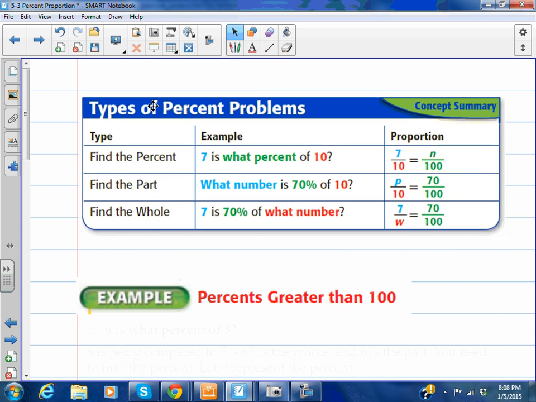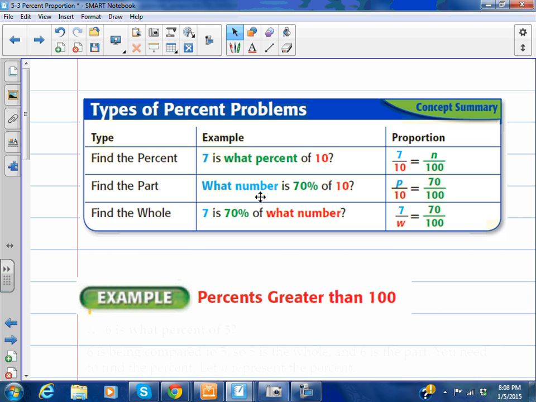Lastly, in review, these are the types that we're looking for. This would be a great thing to pause and copy down. So if you're looking to find the percent, 7 is what percent of 10. So that means when you're looking for the percent, your percent is your variable. Finding the part, what number is. So your is is your variable. 70% of 10, this is how it's set up. And find the whole, 7 is 70% of what number. Okay, and it's going to be set up here. So I would definitely copy this concept and summary down. It's going to be super helpful for you to just make sure you're setting it up right based on the type of problem.